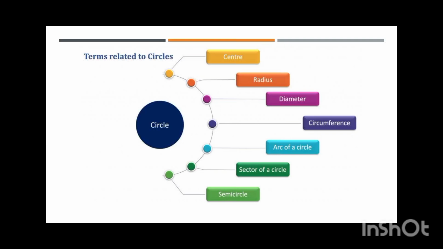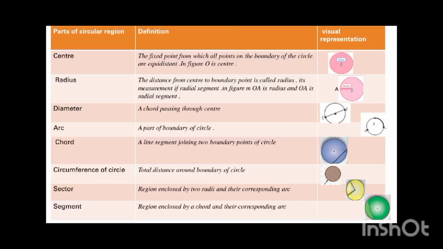So terms related to circles: you need to know about center, radius, diameter, circumference, arc of a circle, and semicircle. These are all the main terms that are related to circles. Now, parts of circular region, their definition and their visual representation, so that will make it easy for us to go to the circumference of a circle and then the area of a circle.